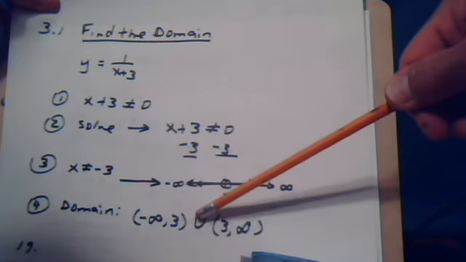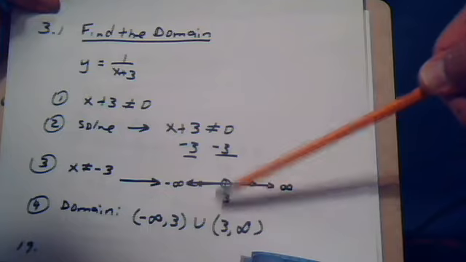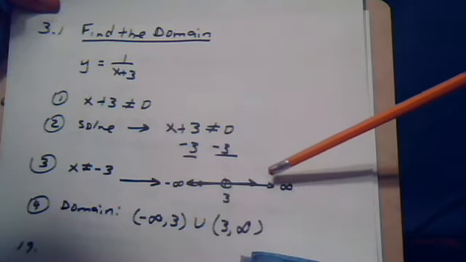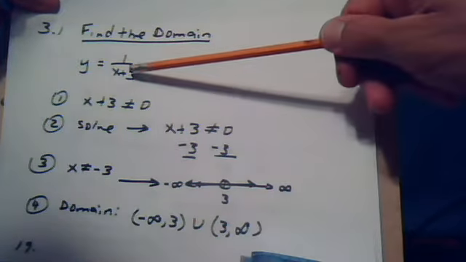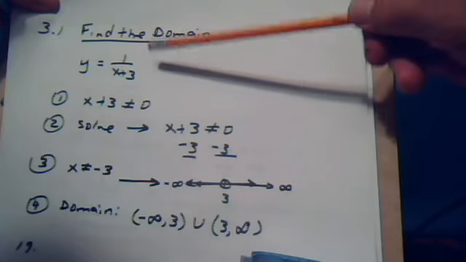Union, or you could say or. You could pick your x's after 3. All the x's after 3 and up to infinity are okay. You could put them in here and they're okay. They won't provoke a division by 0.